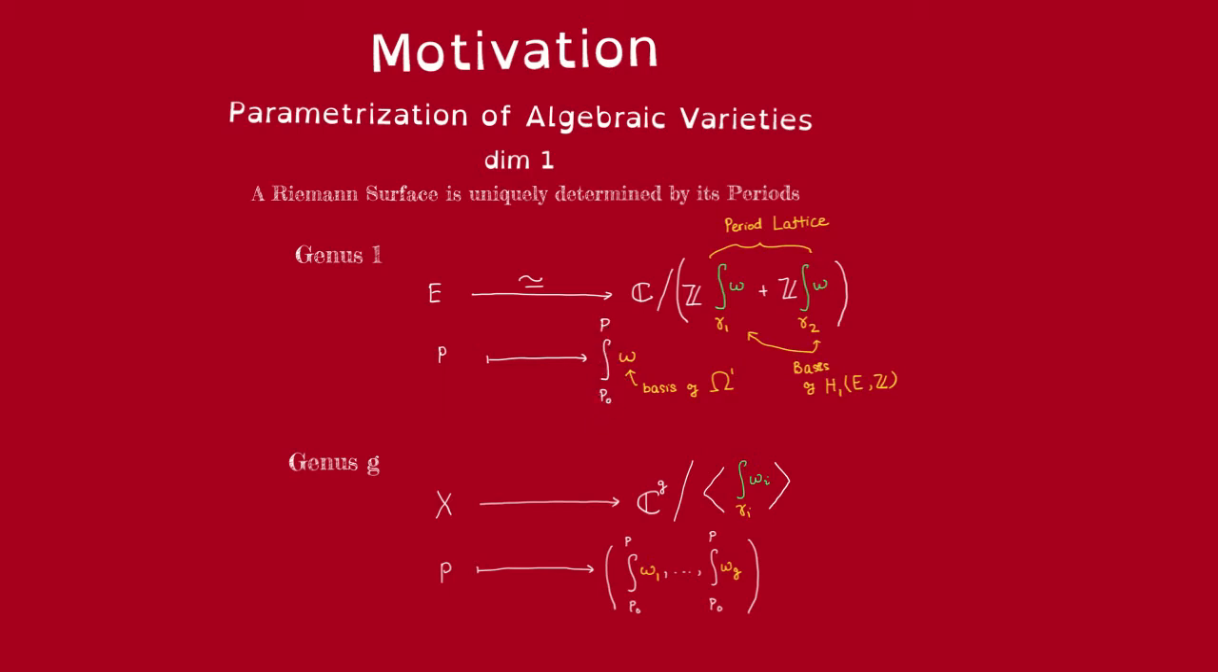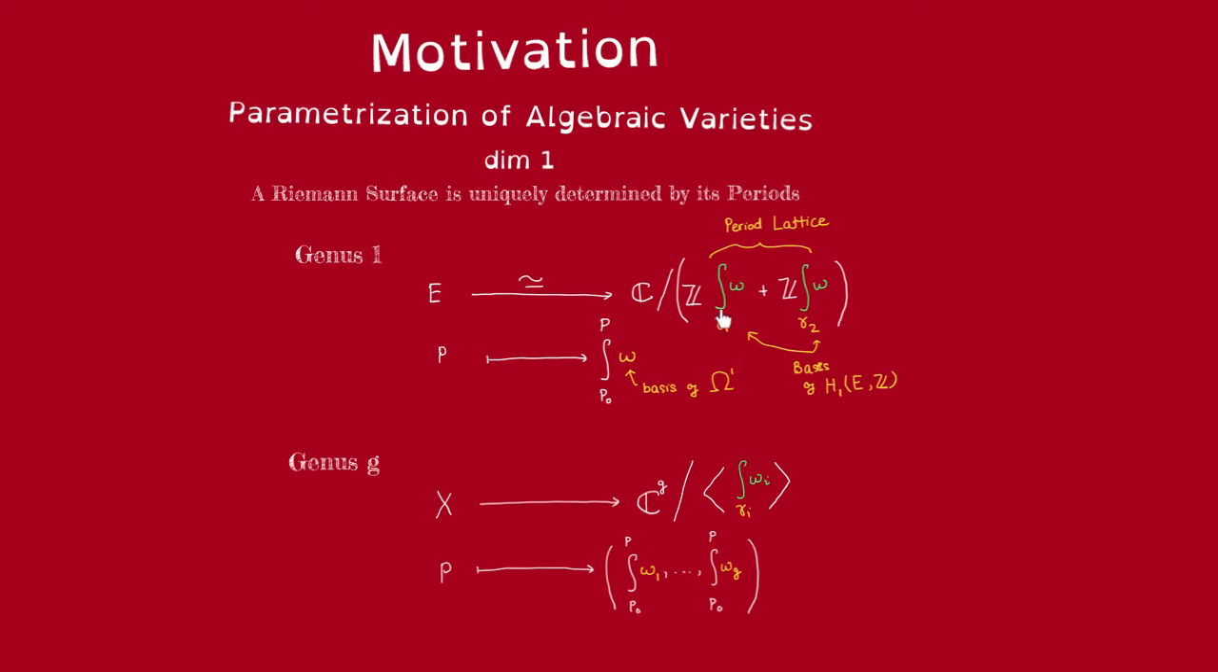This is not well defined because there are many paths from P0 to P. It's only defined up to integral over a loop. So its value should lie in this torus. This is the quotient of C by the integral of omega over loops.